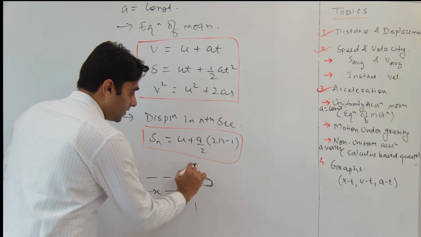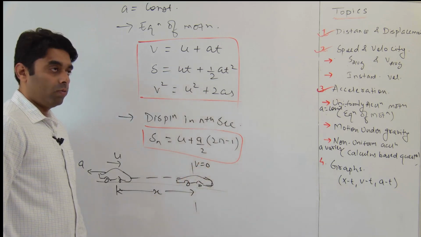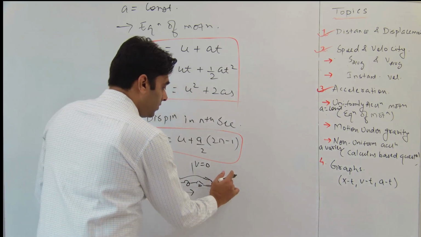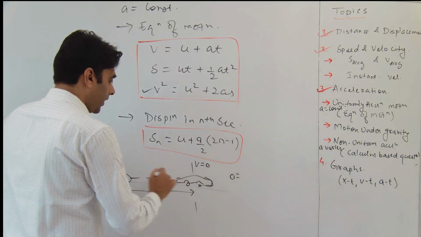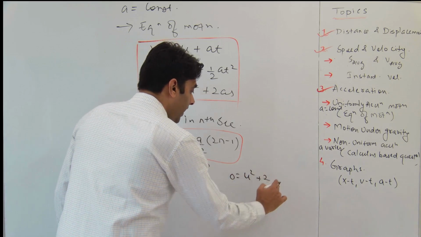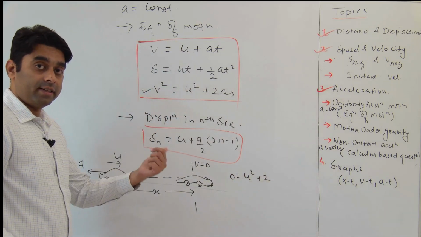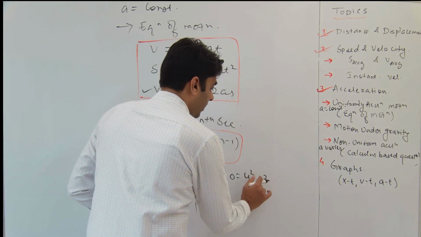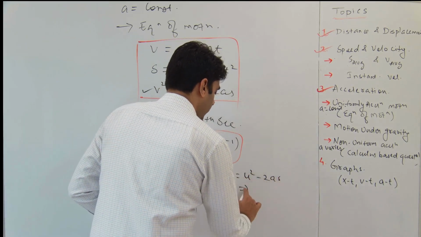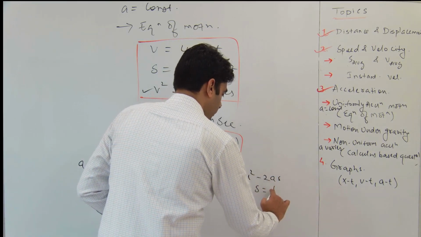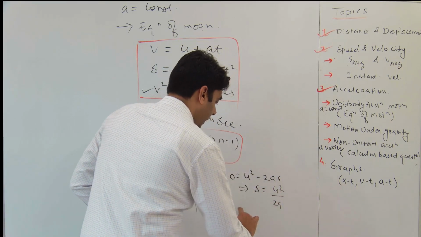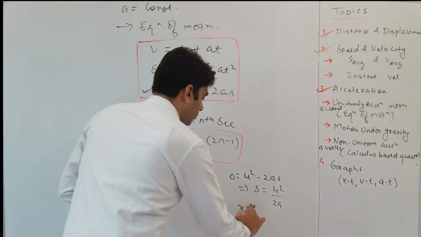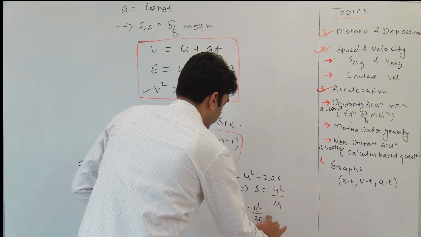Stopping means v will become 0. So which equation can we use here? v square equals u square plus 2as. v square is finally 0, so 0 equals u square plus 2a. The car is retarding with a, which means it is opposite to velocity, so it will come out to be minus a into s. So what is our s value? It will be u square by 2a. So x, the distance traveled by the car before stopping, is u square by 2a, right?